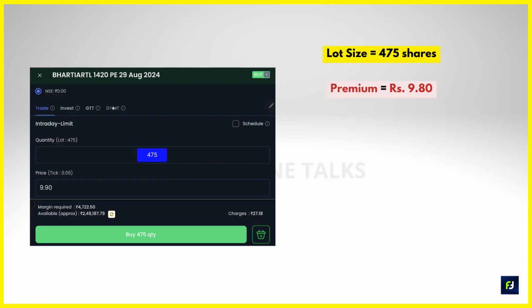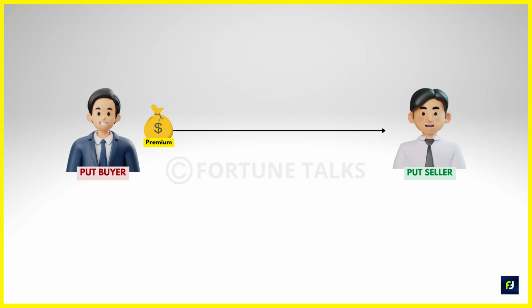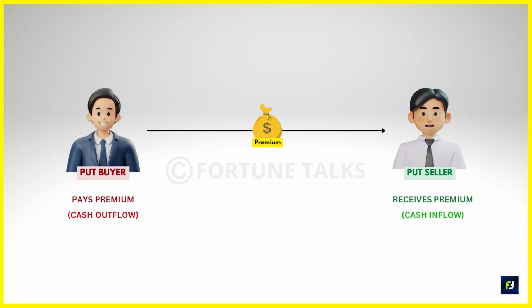Also, the lot size of Bharti Airtel options is 475 shares. So the total premium turns out to be 4655 rupees for a single lot. But for the sake of easy calculation, we will assume the 1420 put option premium to be 10 rupees and also the lot size to be 1 share, meaning 1 lot is equal to 1 share. This means the total premium required to buy 1 lot will be equal to 10 rupees. Remember, to buy this 1420 put option, the buyer will have to pay the required premium of 10 rupees and the same will be received by the 1420 put option seller.